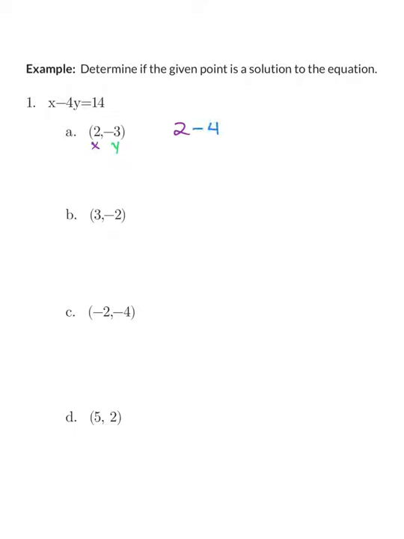So if we do this, we get 2 minus 4 times negative 3. And I want to know, is this equal to 14? Again, in order to simplify this, I want to start by multiplying negative 4 and negative 3. We get 2 plus 12 equals 14. And if I simplify the left side, we get 14 equals 14. So (2, -3) is a solution.